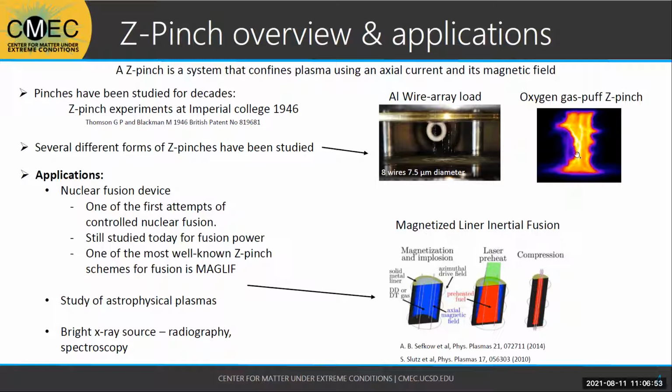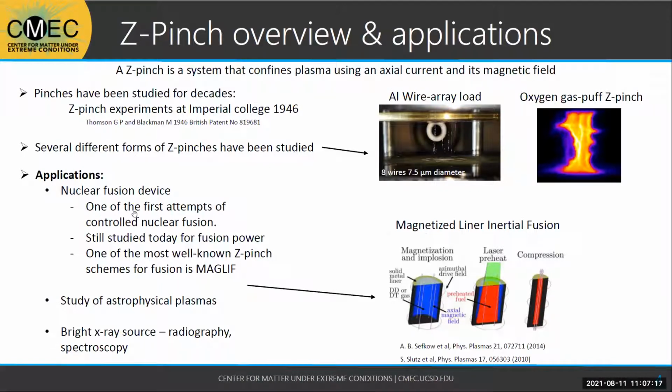You can also use gas puffs, which is something I've studied a bit more. Those have different applications, and they have certain strengths and weaknesses. You can get a better known initial mass with the wires, but at the same time, you can have better azimuthal uniformity with the gas puff, just as an example. So they have a variety of different applications.